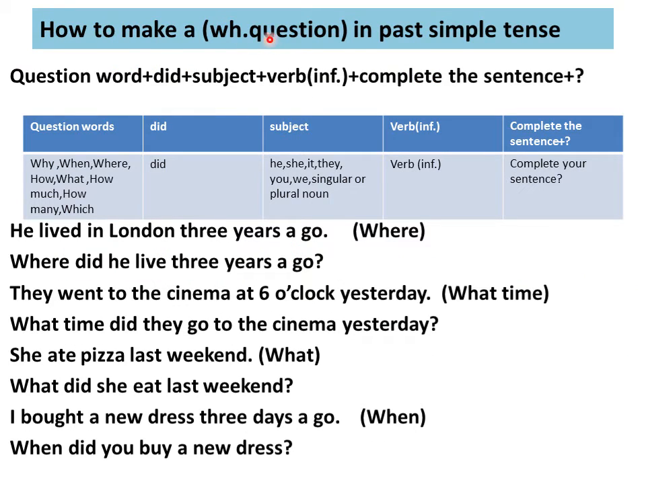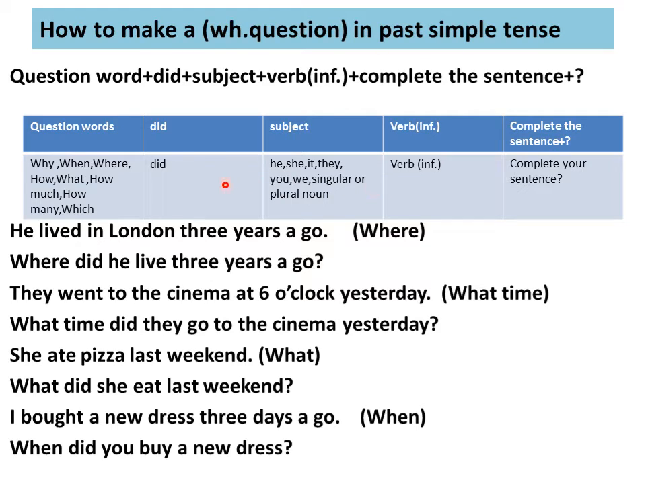How to make a WH question in past simple tense. As we took before, just start with the question word. And we said what? The helping verb is what? Did in past. Do you remember in present? Yes, in present we have do or does. Then the subject, then the verb in infinitive. Then complete your sentence and question mark. So again, question words like what, why, when, where, how, how much, how many, which. Then did. Then the subject like he, she, it, they. Then the verb in infinitive. Complete your sentence and the question mark.